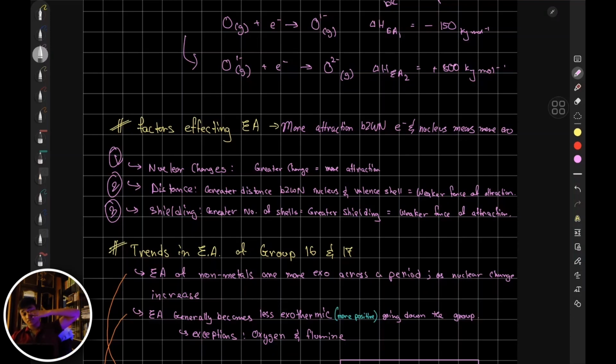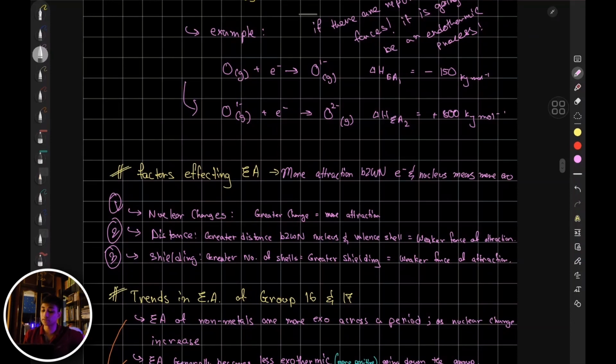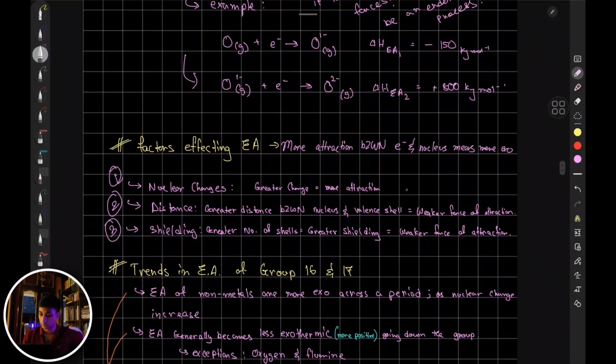Alright, these are the factors of electron affinity. If you increase the nuclear charge, the net positive charge of the atom increases, and it is much easier to attract the electron. And the energy released will also increase. Since the attractive forces are greater, the energy released will increase if the nuclear charge is greater. Second, we talked about distance.